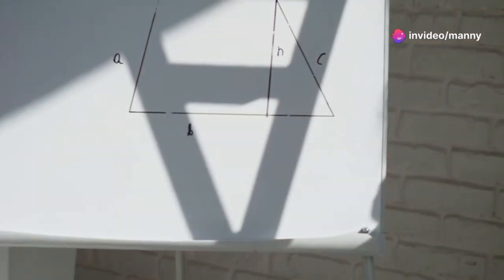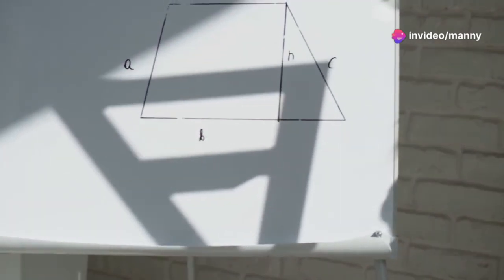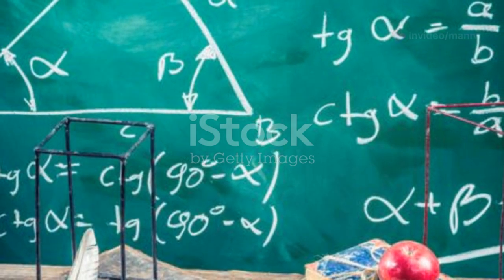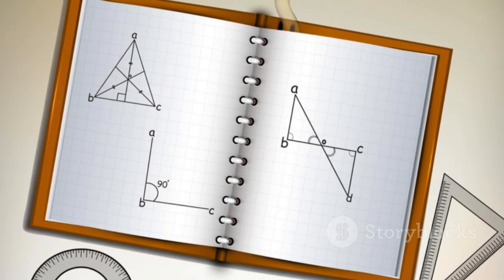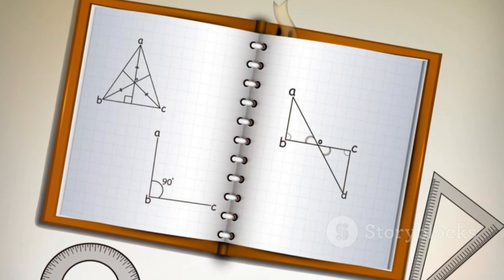Section 1. Introduction to Plane Trigonometry. Plane trigonometry is a branch of mathematics. It deals with relationships between sides and angles of triangles. These triangles are on a flat surface.